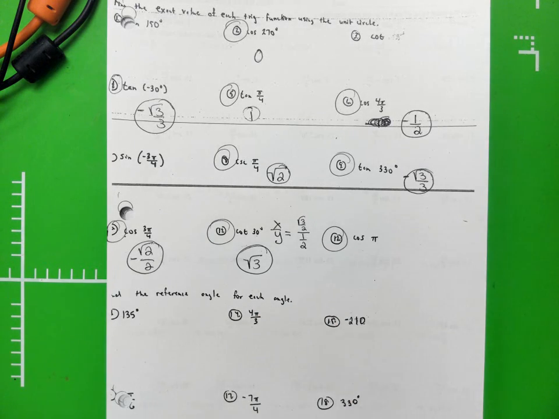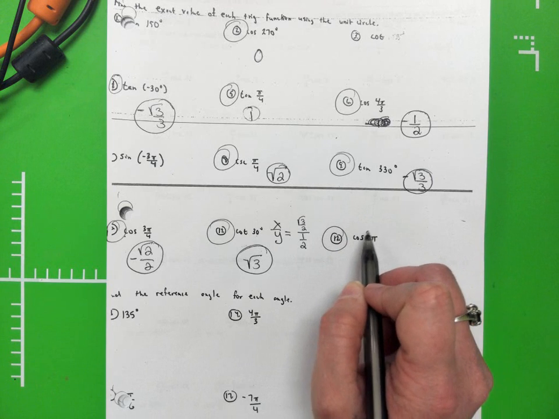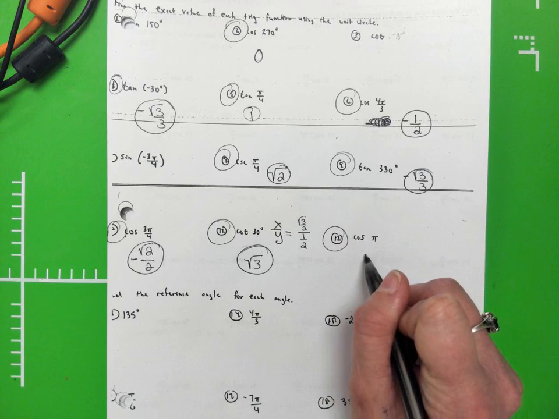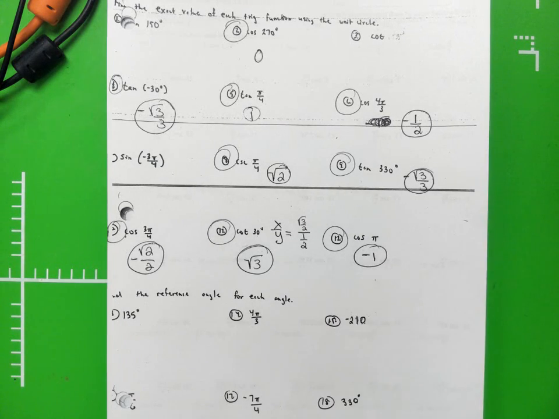And then last one, number 12. Pi is your reference angle of 180. So what's the cosine? What's the x at 180? Negative 1. There you go. All right, check your answers.